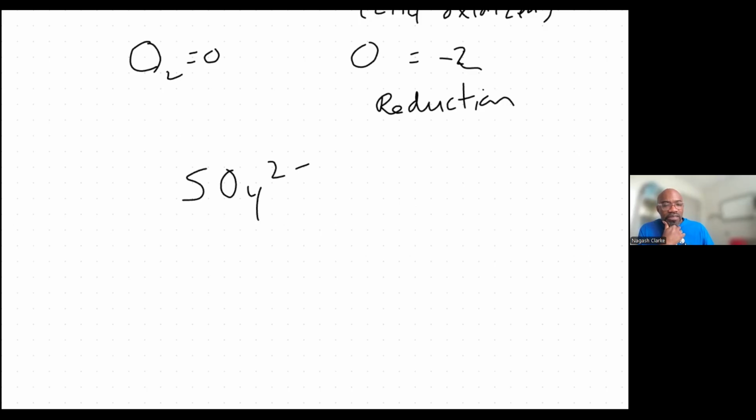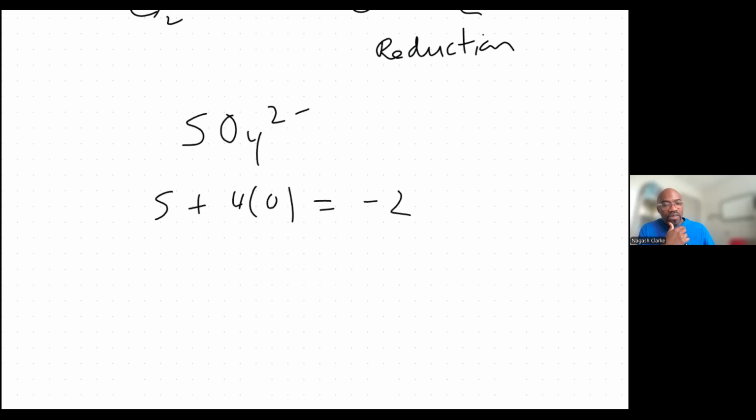So the sum of the oxidation numbers must equal the charge. So S plus 4 times -2 is equal to -2. So S is equal to +6. So that's the oxidation number of sulfur in sulfate. That's how you find those.